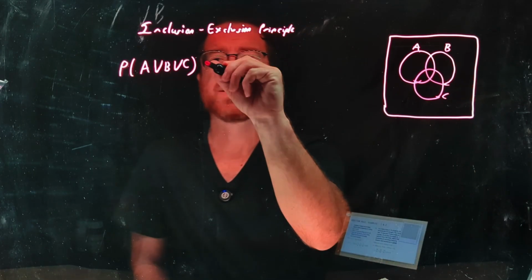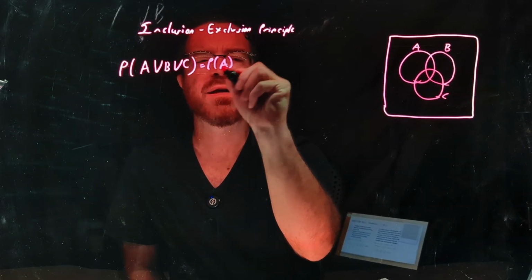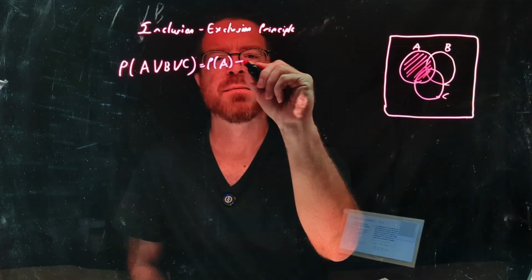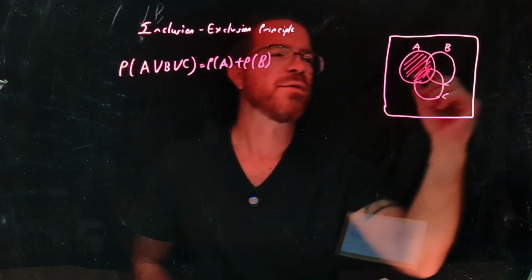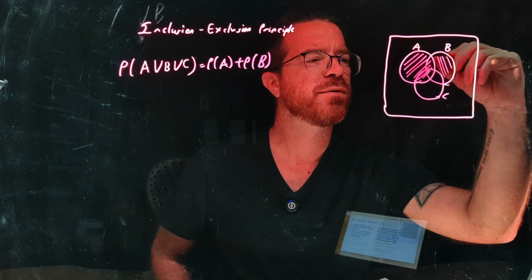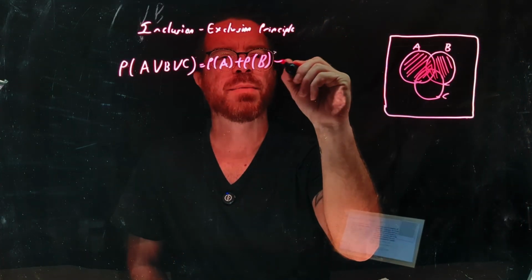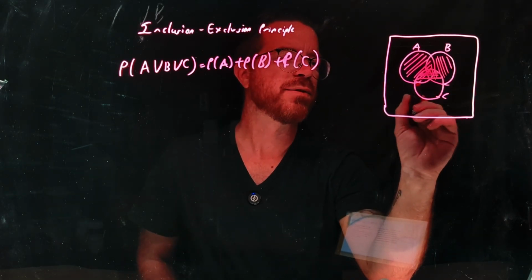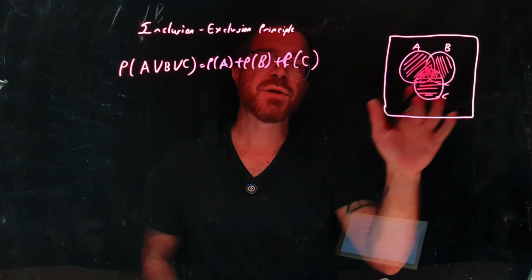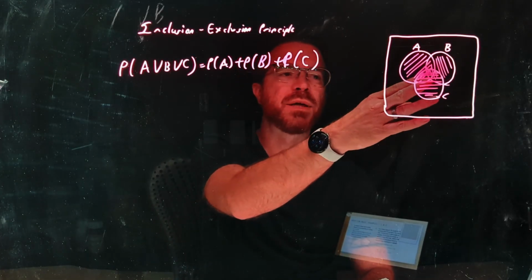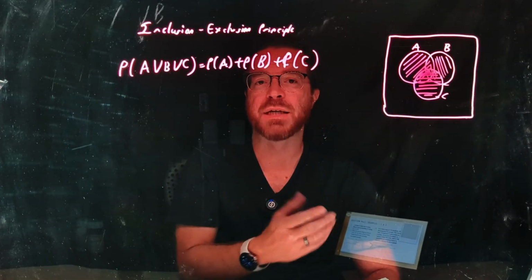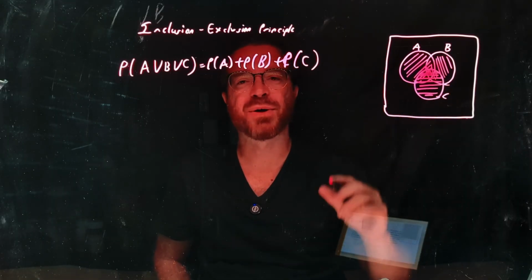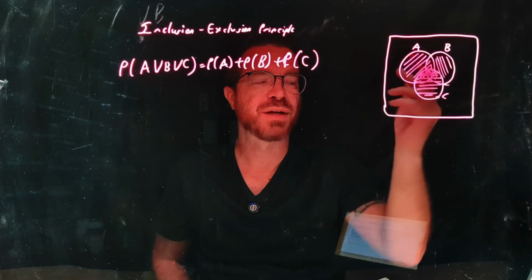So what we're doing is taking the probability of A, where everything in A is counted, plus the probability of B, so everything in B is counted, plus the probability of C, where everything in C is counted. Now again, you might have noticed that we overcounted the middle part, because some of it got counted 3 times. This part got counted 2 times, this part got counted 2 times, this part got counted 2 times, and the last one, the middle, got counted 3 times.